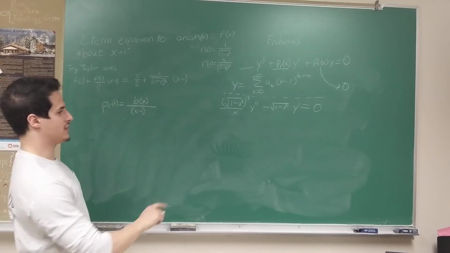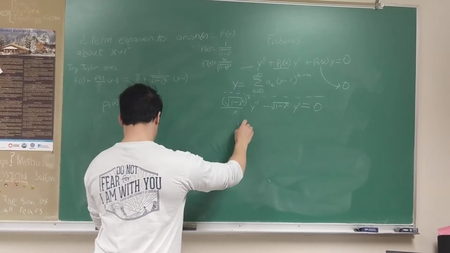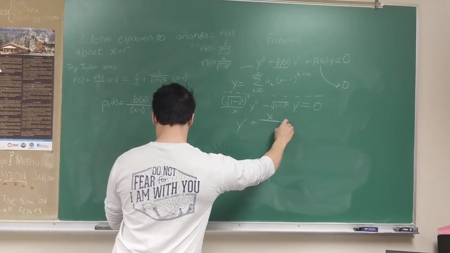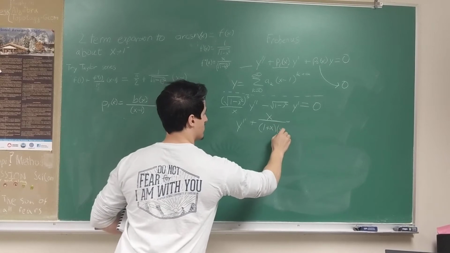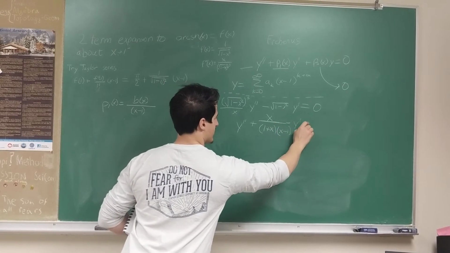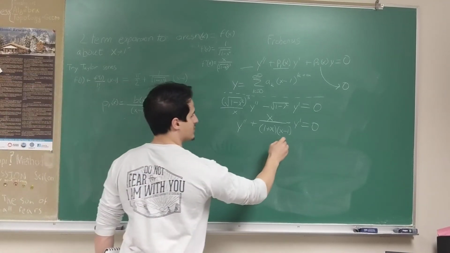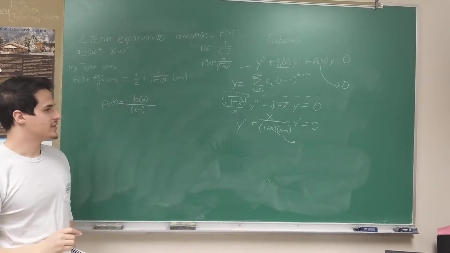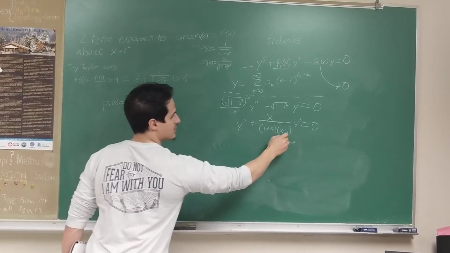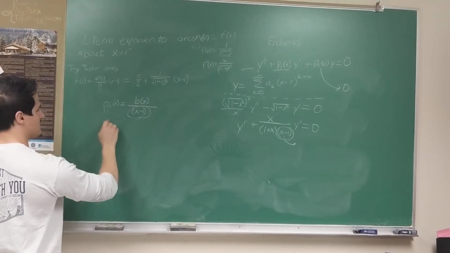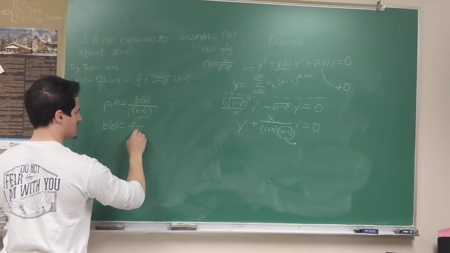Now, is it? Let's check. Okay, let's multiply through here, and we'll get that y double prime plus x divided by 1 plus x and x minus 1, I've just done some simplifying here, is equal to 0. We're excluding the singularity at 1, so this little piece right here is going to be our order 1 singularity. You can see that. So this means that b of x in this case is going to be equal to x over 1 plus x.